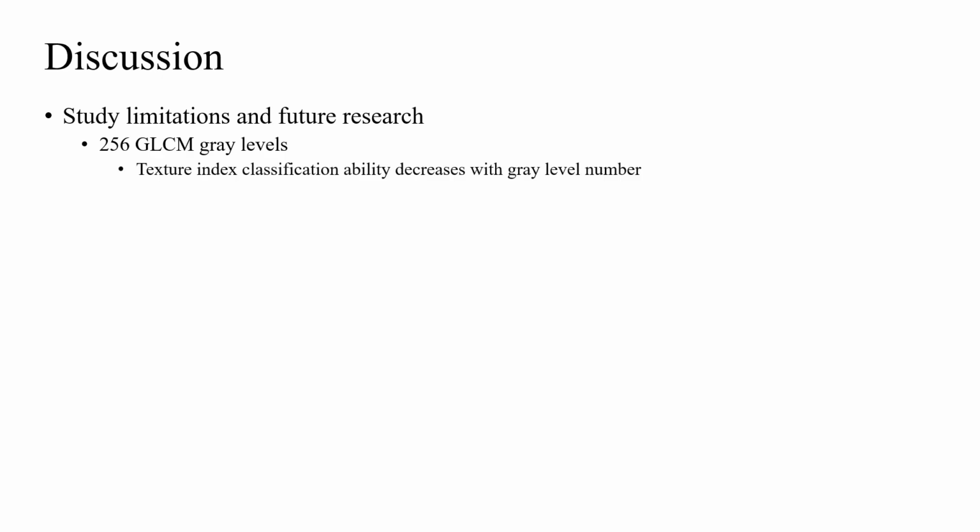Regarding the limitation of the current study and future research directions, 256 grade levels were used when calculating GLCMs. Although images with more grade levels contain more information, research has indicated that the classification ability of some texture indices can decrease with an increased number of grade levels.